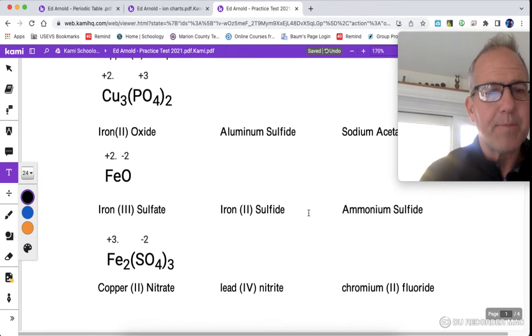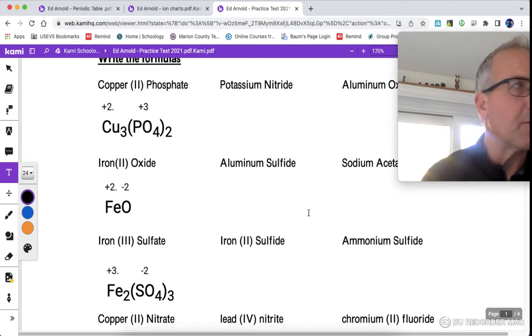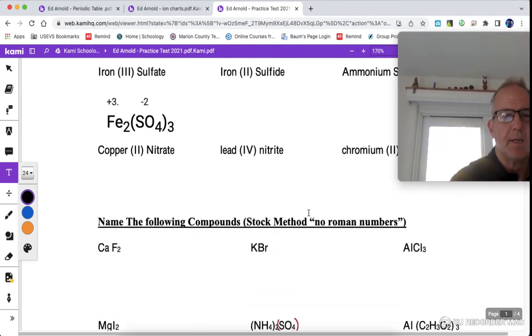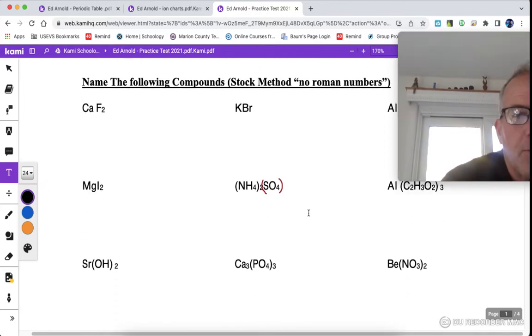All right. Now those others will be done just like that, so take your time and do it right. Next section, we're going to write the names of the formulas.